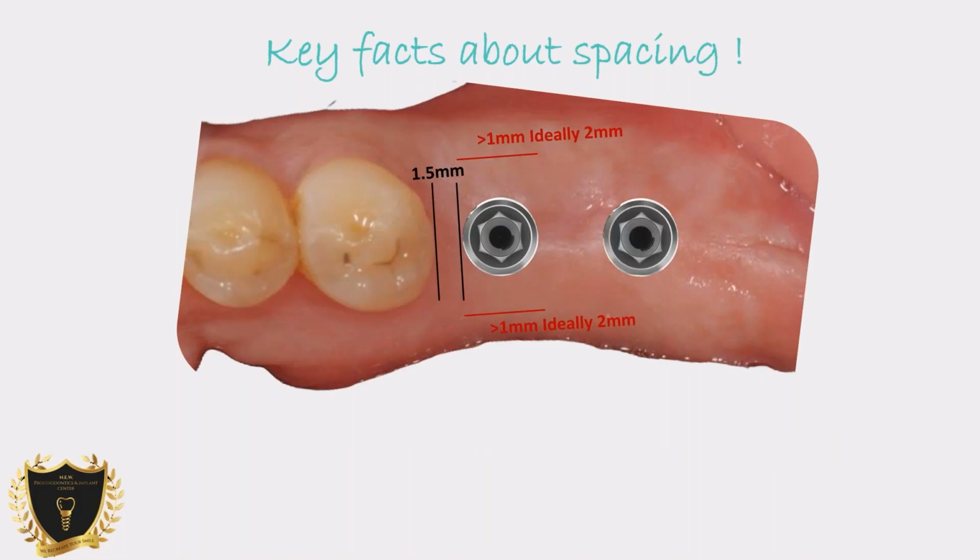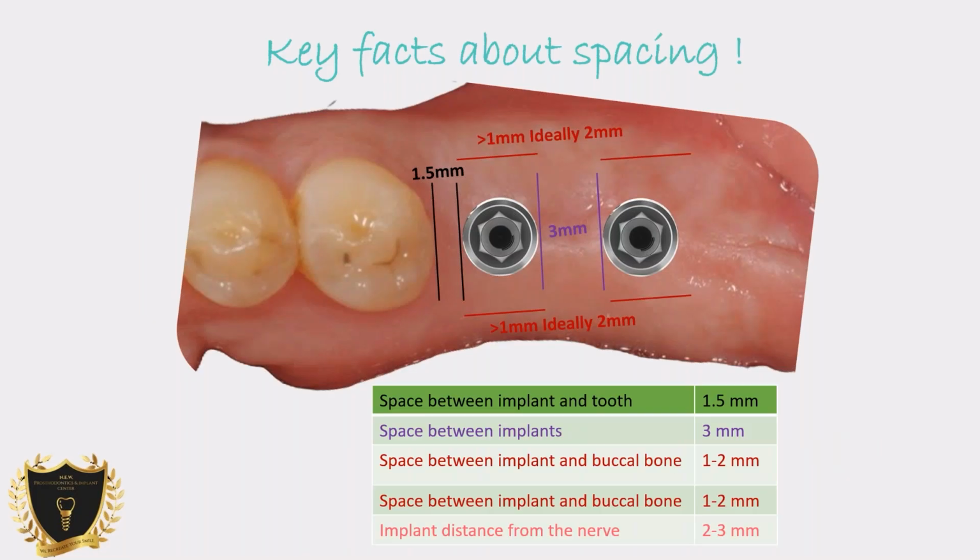Let's talk about the next topic. What about if I'm placing 2 implants next to each other? It's still a single implant restoration if I'm doing 30 and 31. Dennis Tarnow again says about 3 millimeters. So inter-implant distance, 3 millimeters. Tooth to implant, 1.5. Buccolingually, minimum 1, ideally 2 millimeters. Then another thing is implant distance from the nerve. I will talk to you guys about that in my next slide.